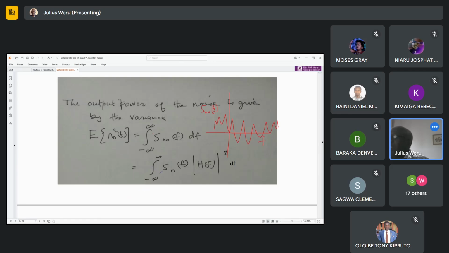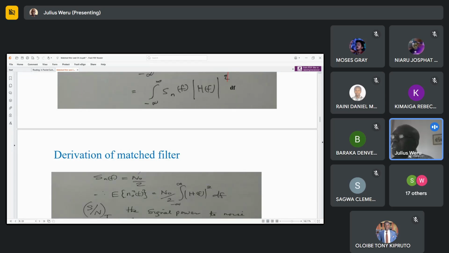We also know that S_n(f) is N naught over 2. So the noise power is N naught over 2 times the integral of the modulus of H(f) squared df. So we have these two equations.